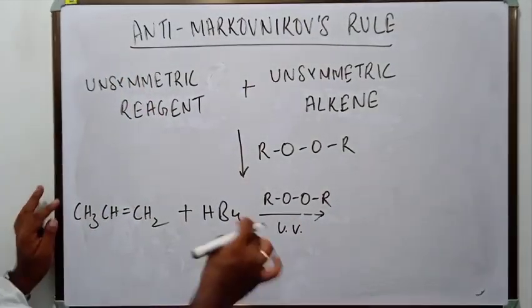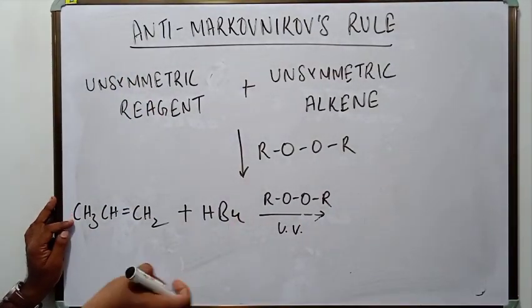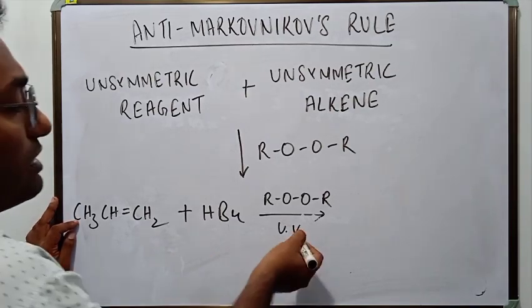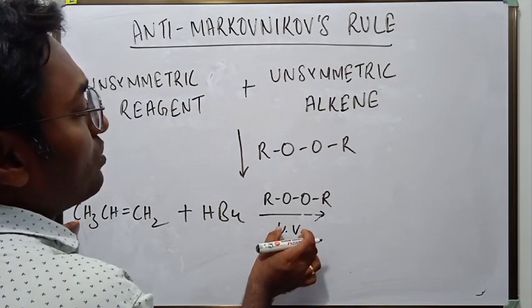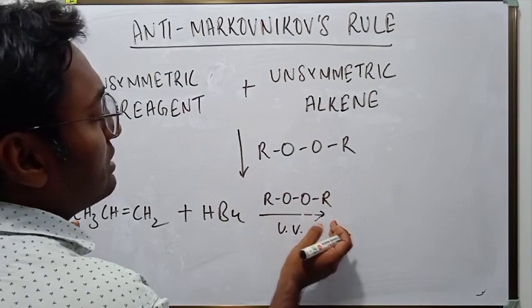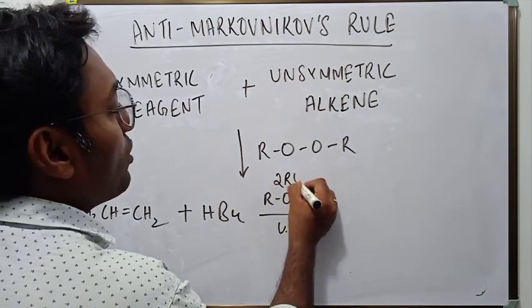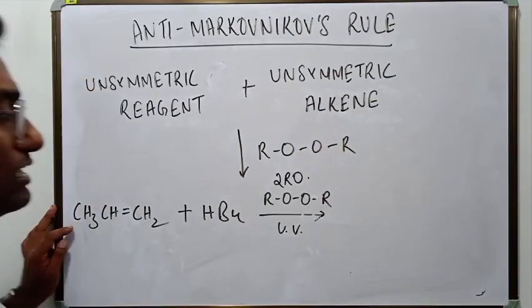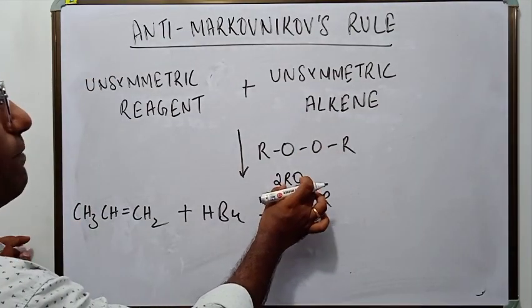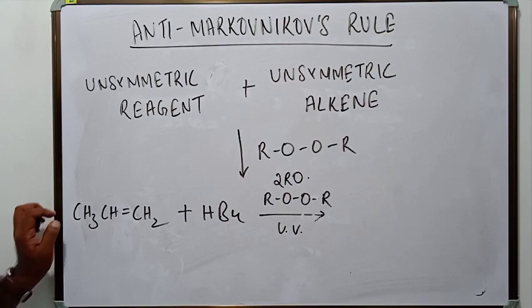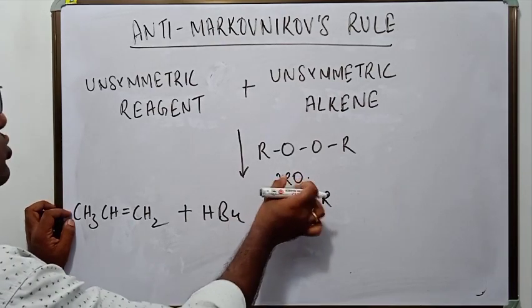UV radiation is a very high frequency radiation. It is very energetic, and what it could do is knock out the electrons of the peroxides and split them into two peroxide free radicals. Now what would the peroxide free radical do?